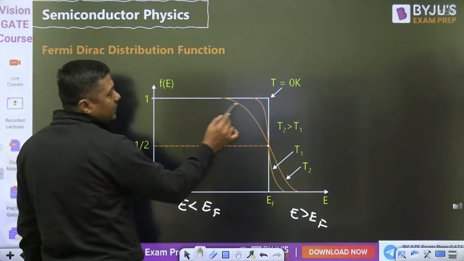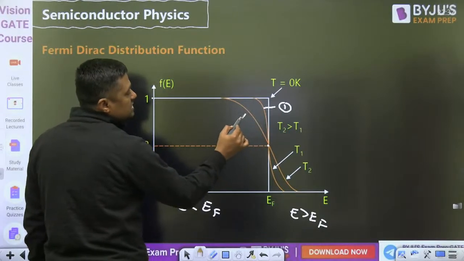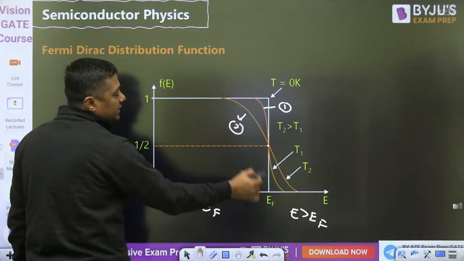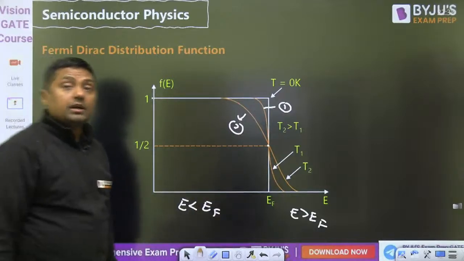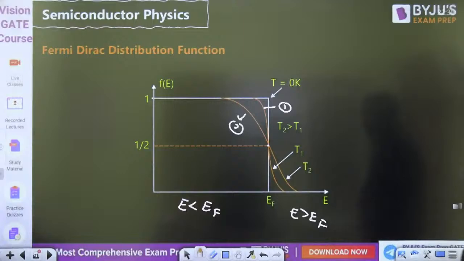When we increase the temperature, that curve will bend like this. This is the first one, this is the second one, and so on. But it will remain symmetrical. So that is the Fermi-Dirac distribution function, guys. Okay.